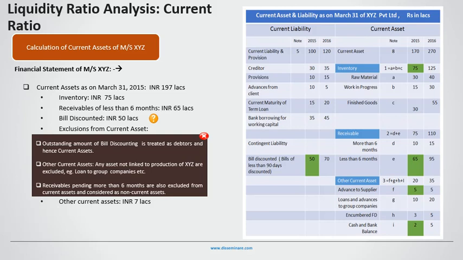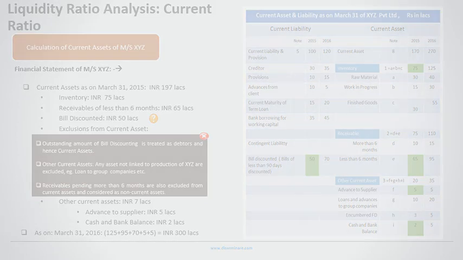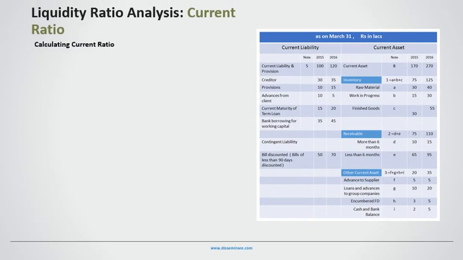Please check the figures highlighted in the balance sheet. Other current assets are: advance to supplier equals 5 lakhs. Cash and bank balance equals 2 lakhs. Thus, the total current assets as on March 31, 2015, for MS XYZ Limited equals rupees 197 lakhs. Calculating the same figures for the balance sheet as on March 31, 2016, we get the total current assets of rupees 300 lakhs.